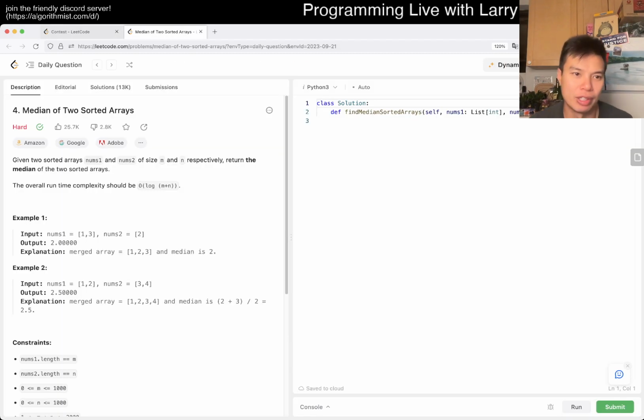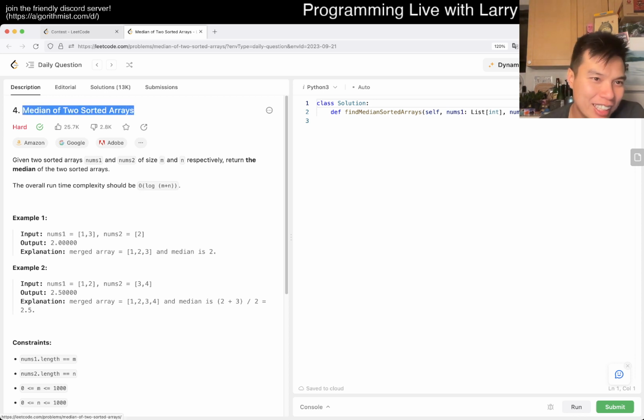Median of two sorted arrays. This is a classic problem. It's even so old that it's labeled as a four. I think probably when Leetcode started, it was a reasonable hard, but it's hard to imagine people would call it a hard these days.